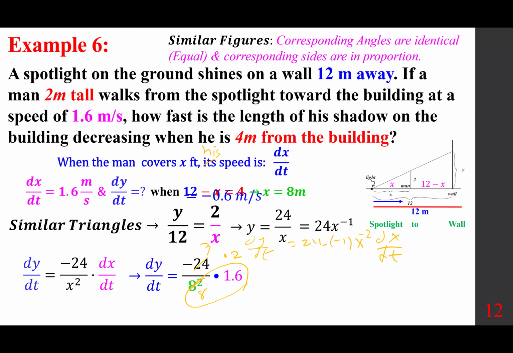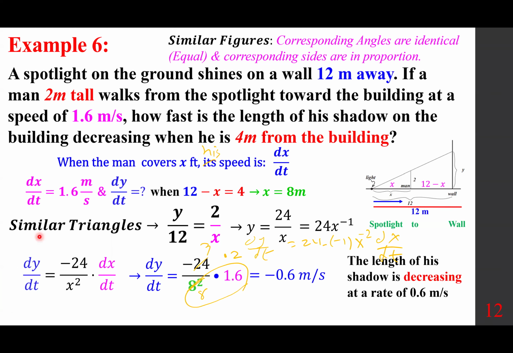The negative sign makes it negative 0.6 meters per second, which means the length of his shadow is decreasing at the rate of 0.6 meters per second. When you're explaining in words, decreasing covers the sign negative, okay? Increasing covers the sign positive.